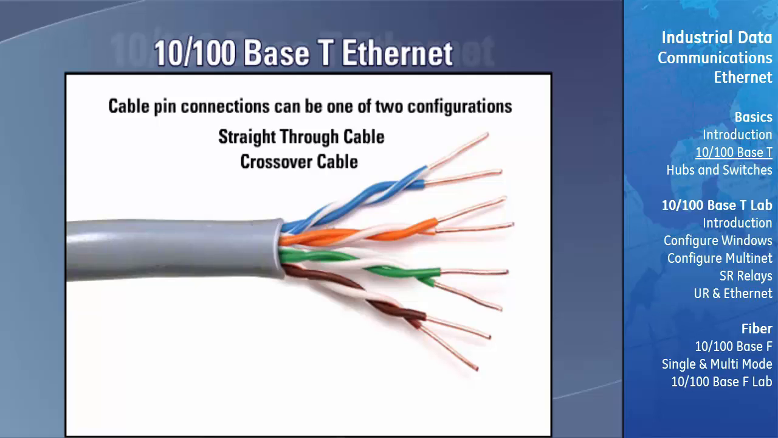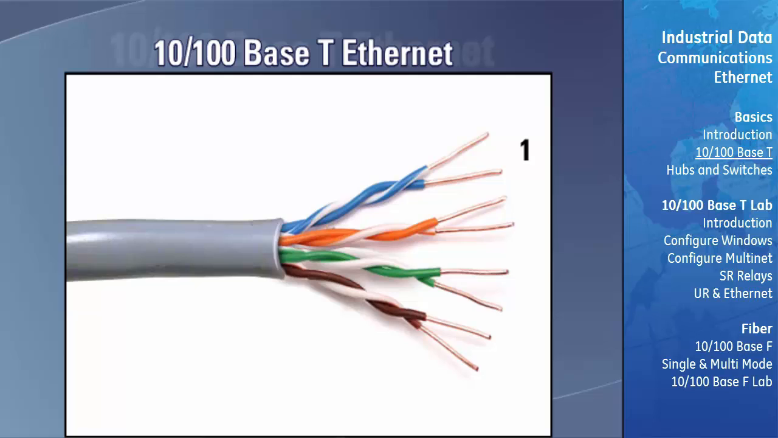As per standard, each of the wires within the cable has the following color code regardless of whether the cable is straight-through or crossover. For wire pair 1, one wire is white with blue bands, while the other wire is blue. For wire pair 2, one wire is white with orange bands, while the other wire is orange. For wire pair 3, one wire is white with green bands, while the other wire is green. And for wire pair 4, one wire is white with brown bands, while the other wire is brown.